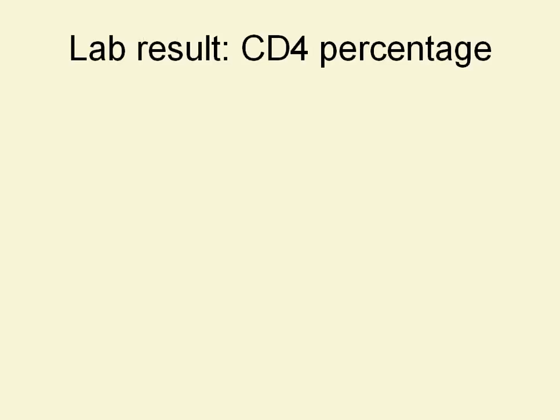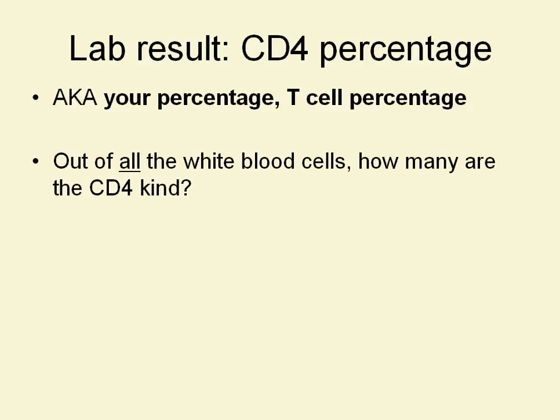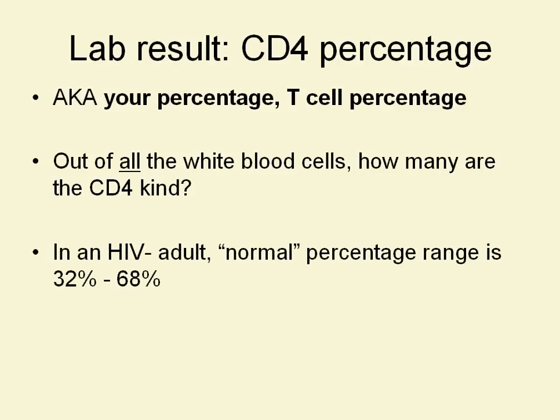We also want to look at the percentage, which was shortened as PCT, right? Your percentage, or T cell percentage. This result talks about, out of all of the white blood cells, how many are the CD4 kind? What percentage of all the white blood cells are the CD4 kind? Again, here's the normal percentage range. In an HIV negative adult, the percentage range is 32% to 68%, which is a huge range.